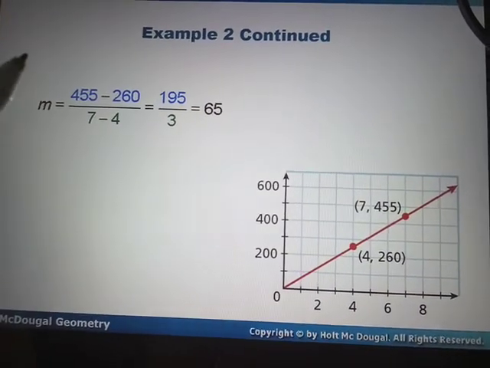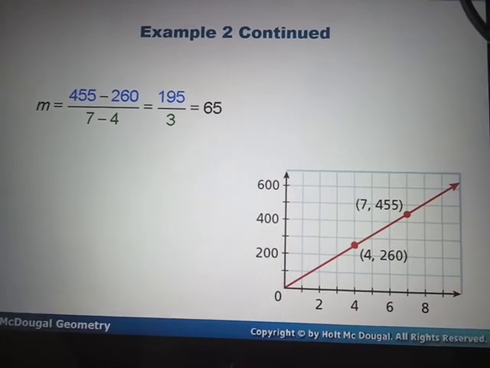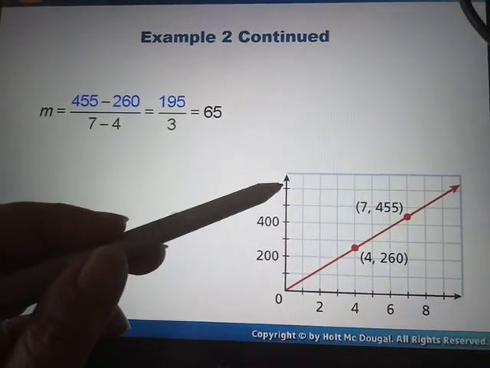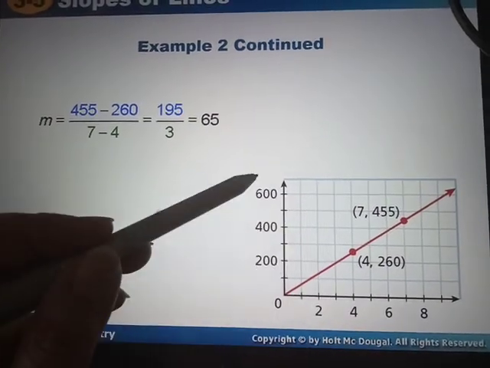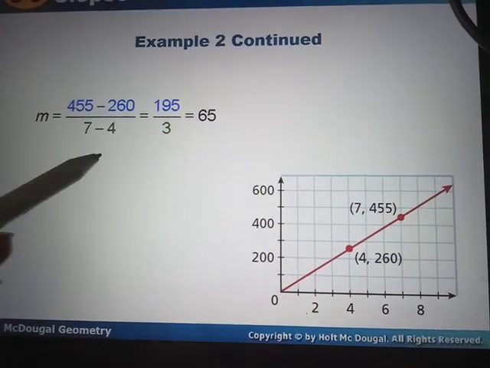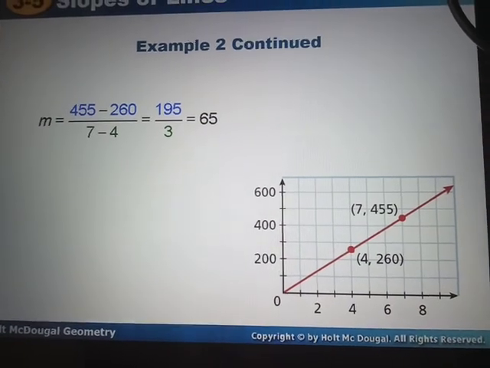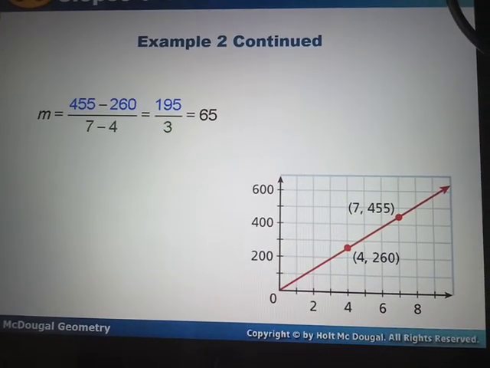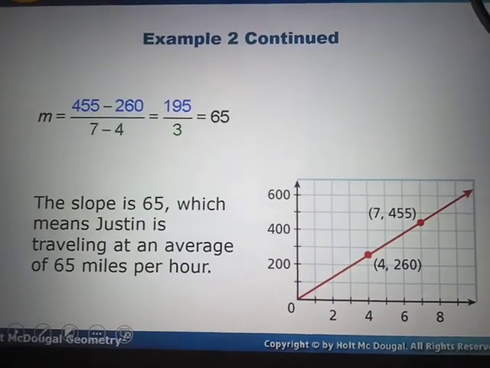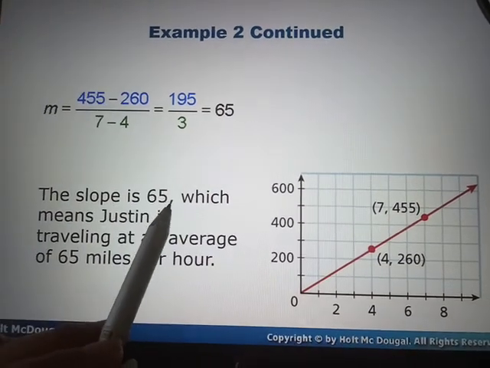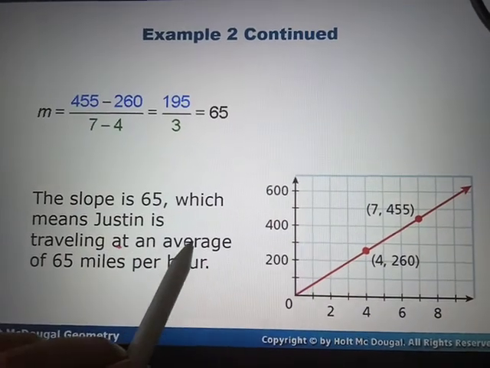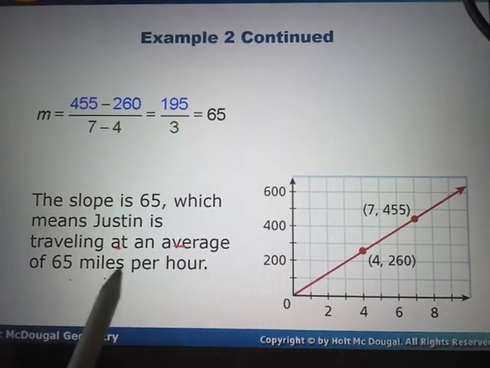The slope equals 65. What is the meaning of the slope here? The slope is the ratio of the distance to the time. The distance to the time, it's speed. So the slope here is the average speed, equal to 65 miles per hour. The slope is 65, which means Justin is traveling at an average of 65 miles per hour.